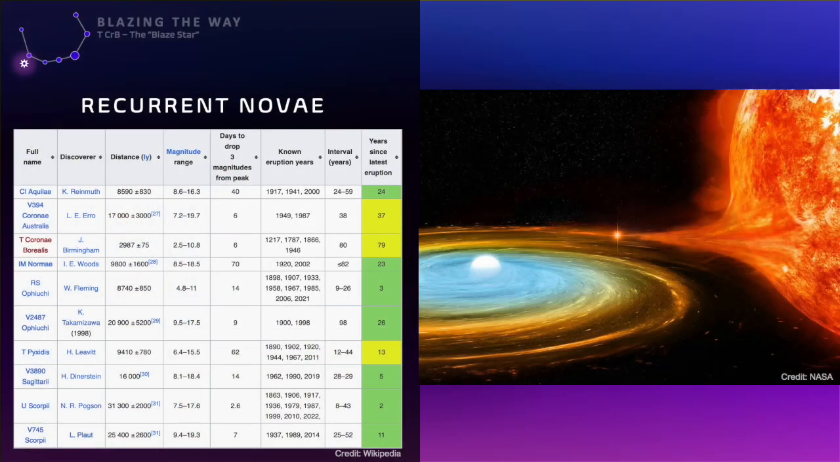Next to it, in the next column, we see that it takes 6 days, less than a week, to drop 3 magnitudes. Remember, that would be 2.5 times 2.5 times 2.5 times fainter.